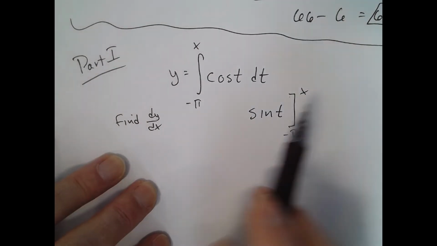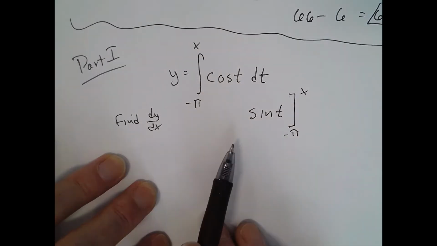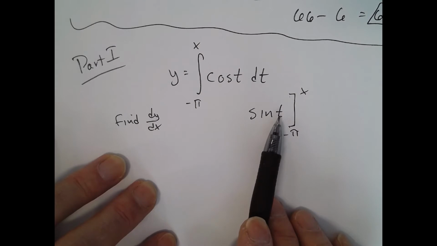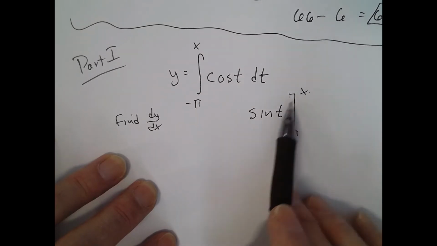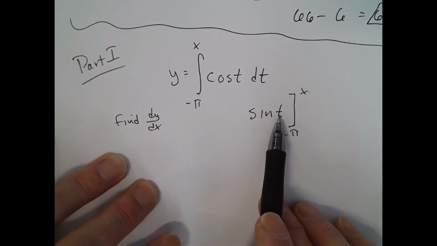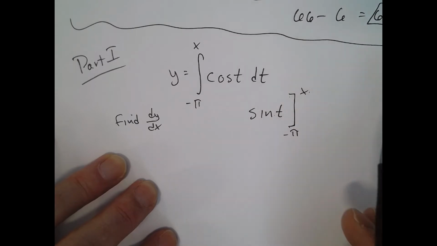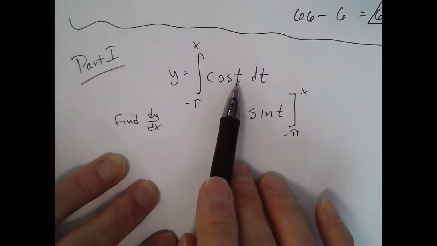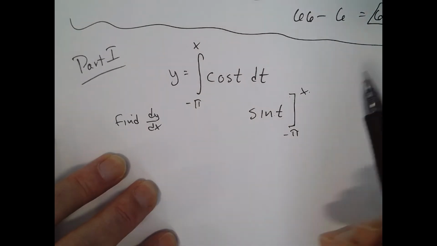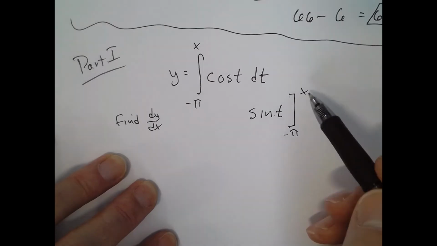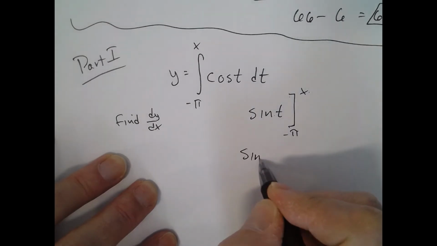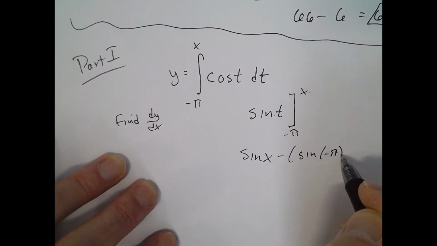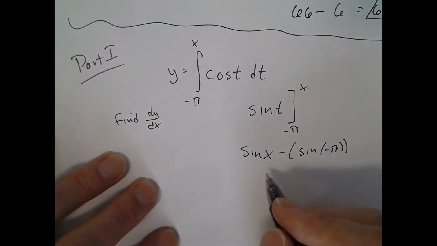So notice these are two different variables. That's intentional, because if this was an x, we would have sine x here, and we would be putting x in for x, which would be different variables, and we would be overusing the variable x. So t is what is on the inside, so then we can replace our t with our x. So we get sine x minus the sine of negative pi, which is 0. So we end up with sine x.